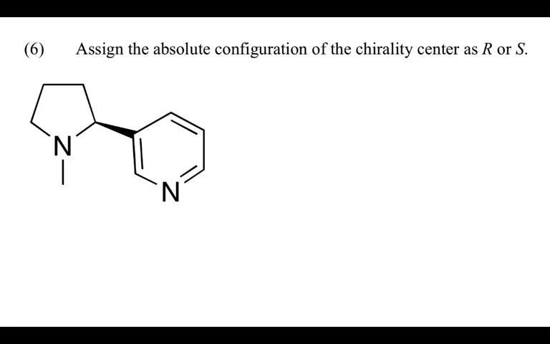Now, whenever I'm asking for absolute configuration, what I mean is RS. Okay? RS. You want to try the RS thing? Good. Can you run us through a little bit how priorities work, for people who are not familiar? First of all, you need to find the chirality center, right? I should have made that a different color.